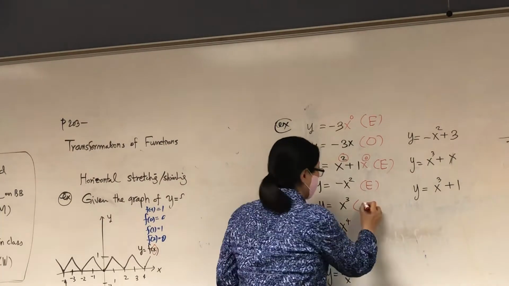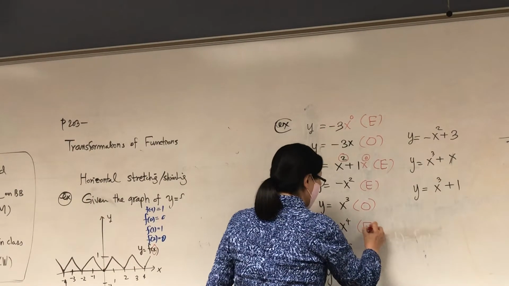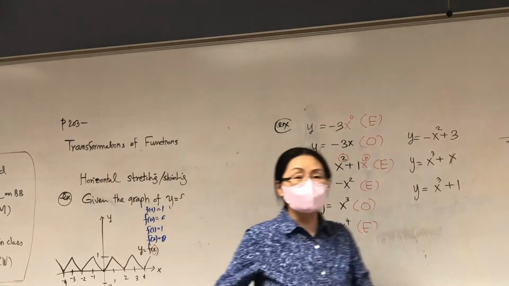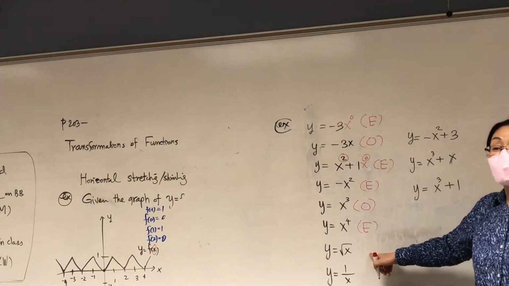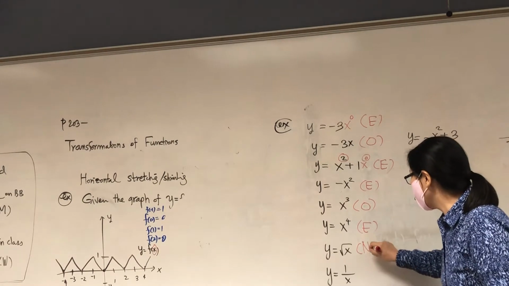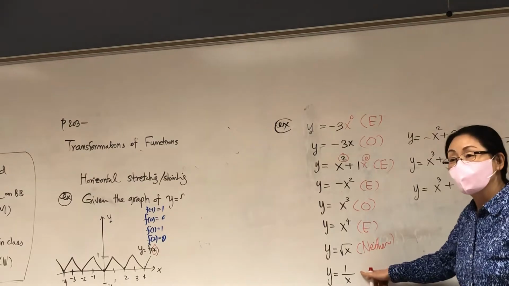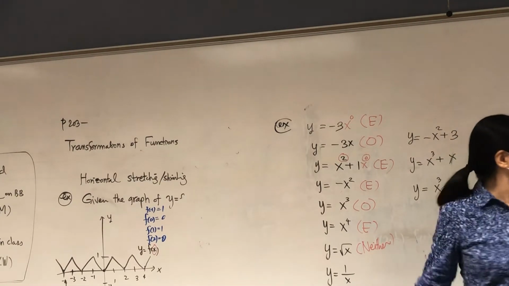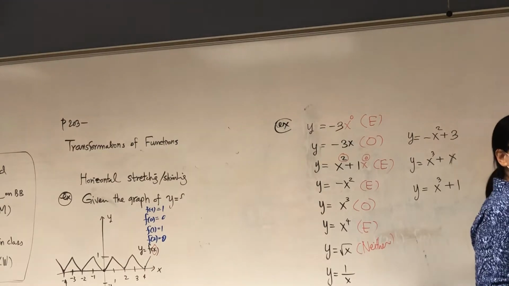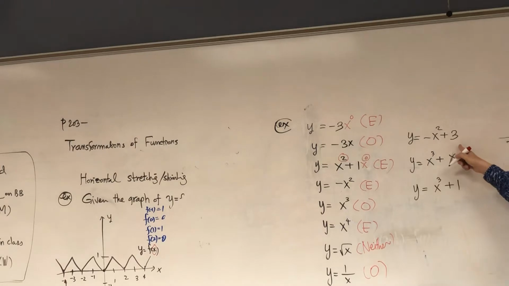Oh, no. Odd. How about this? Even. How about this? Is that going to be neither? Neither, right. Only one side, right? Half of them, right? How about this one? Do you know the graph of this? I drew it several times. Odd.